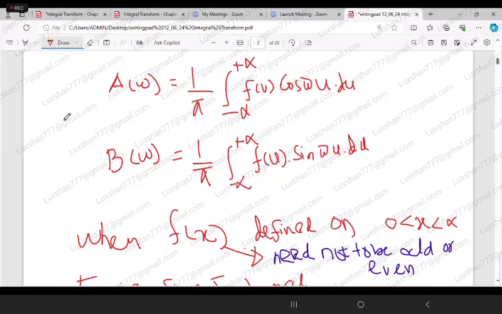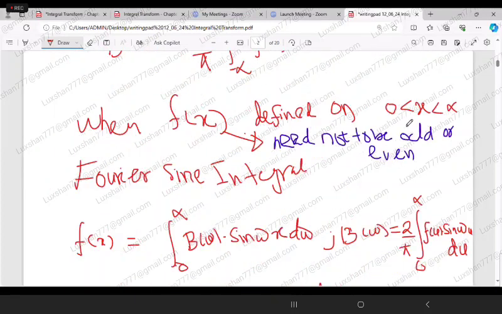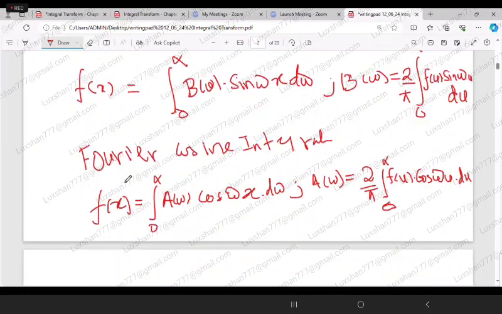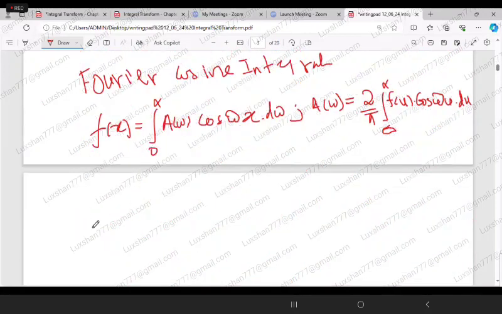Okay, so this is the Fourier integral representation when the function is defined from minus infinity to plus infinity. When the function is defined from 0 to infinity, then you can define something called the Fourier sine integral and something called the Fourier cosine integral. So in addition to this one, we have something called the Fourier complex integral.